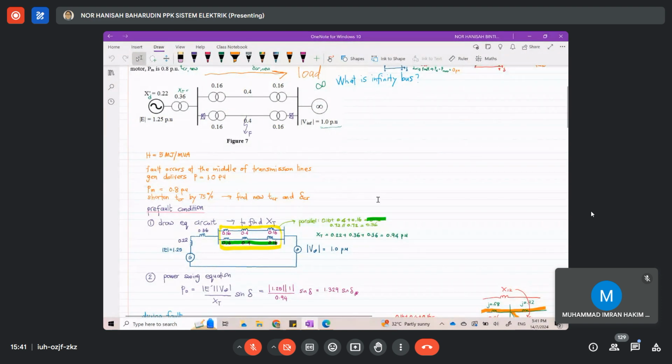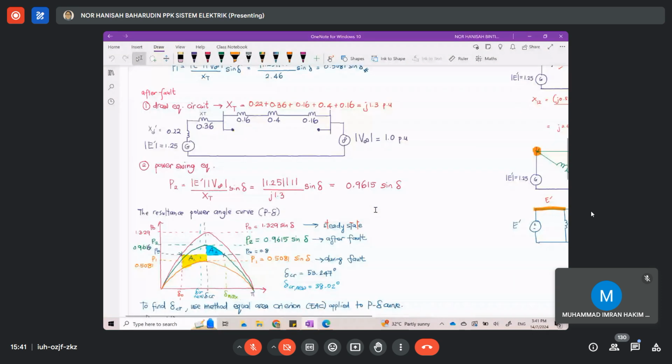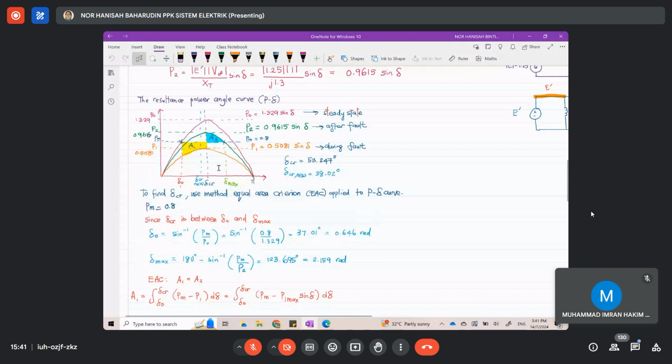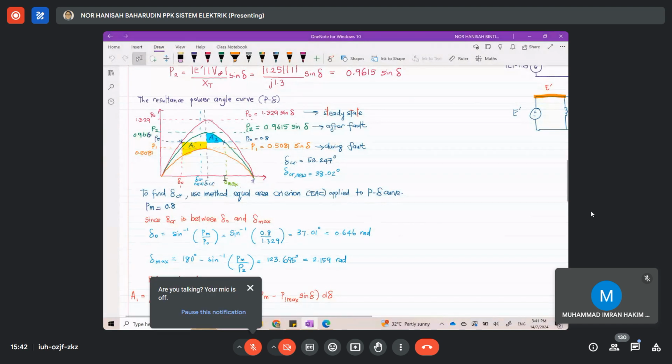So please check, student, remember, at any question, if I ask you to evaluate the power system stability, I would expect you to draw this power angle curve. This is how you evaluate the power system stability. Okay.